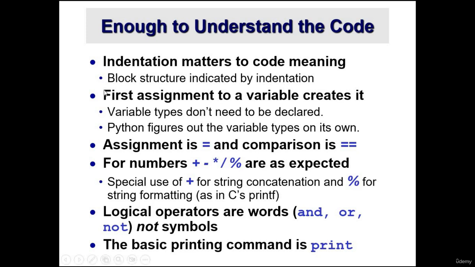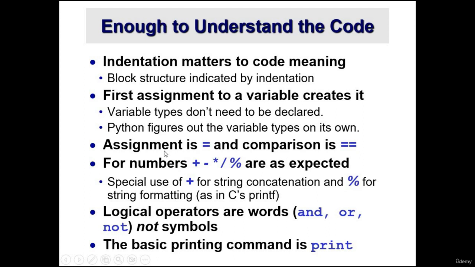Number 2: first assignment to the variable creates it. So the variable type does not need to be declared. Like in Java, if I want to declare a variable of integer type, I have to type int x equals a value. But in Python, you don't have to mention the data type. Python figures out the variable types on its own. I'm going to discuss and perform some examples in front of you, but right now focus on the rules. Python does not need you to explicitly define the variable type; it figures it out implicitly.